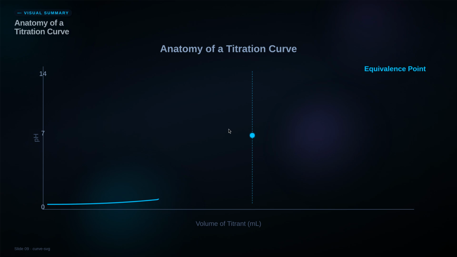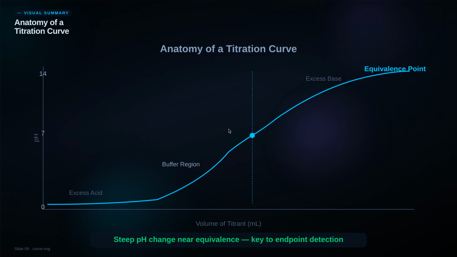Let us now examine the anatomy of a titration curve. This SVG diagram shows the characteristic features. On the vertical axis, we have pH, ranging from 0 to 14. On the horizontal axis, we have the volume of titrant added in milliliters.